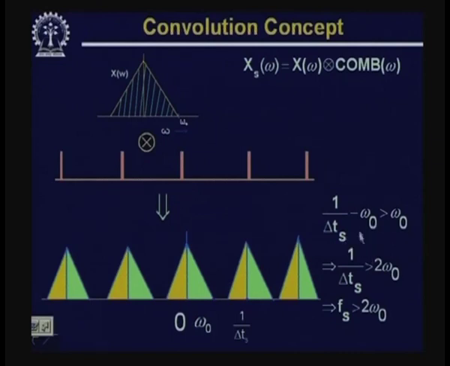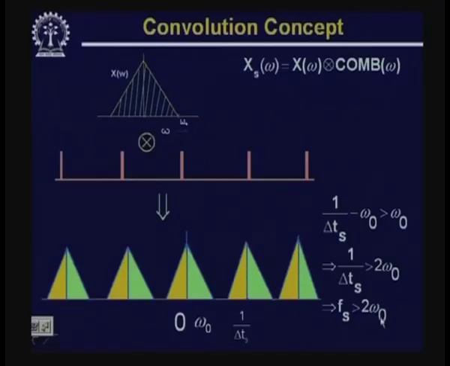And from this relation, you get the condition that 1 upon delta T_s, or the sampling frequency, in this case represented as f_s, must be greater than twice omega naught, where omega naught is the highest frequency component in the original signal x(t). And this is what is known as the Nyquist rate. That is, we can perfectly reconstruct the continuous signal only when the sampling frequency is more than twice the maximum frequency component of the original continuous signal.